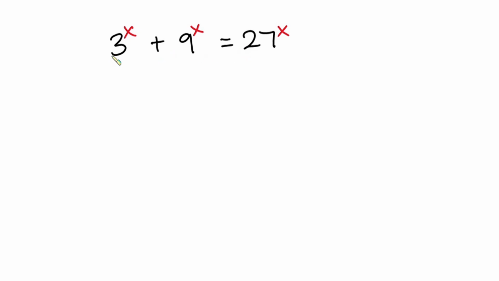Hello everyone. In this video we have this nice exponential equation. We have 3 to the power x plus 9 to the power x is equal to 27 to the power x. And we have to find all the possible solutions to this problem.